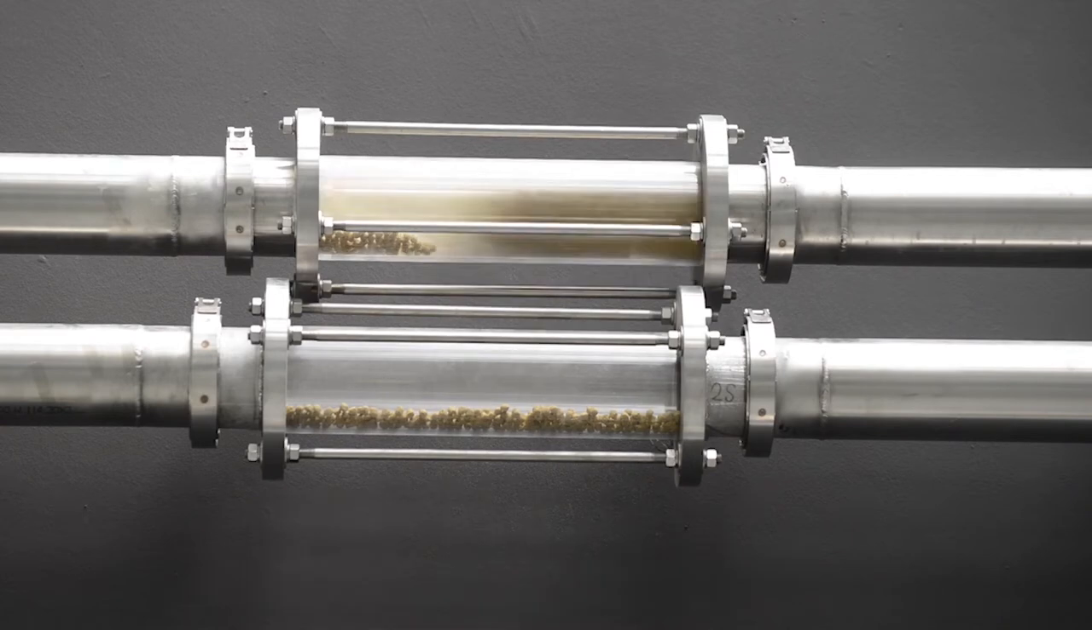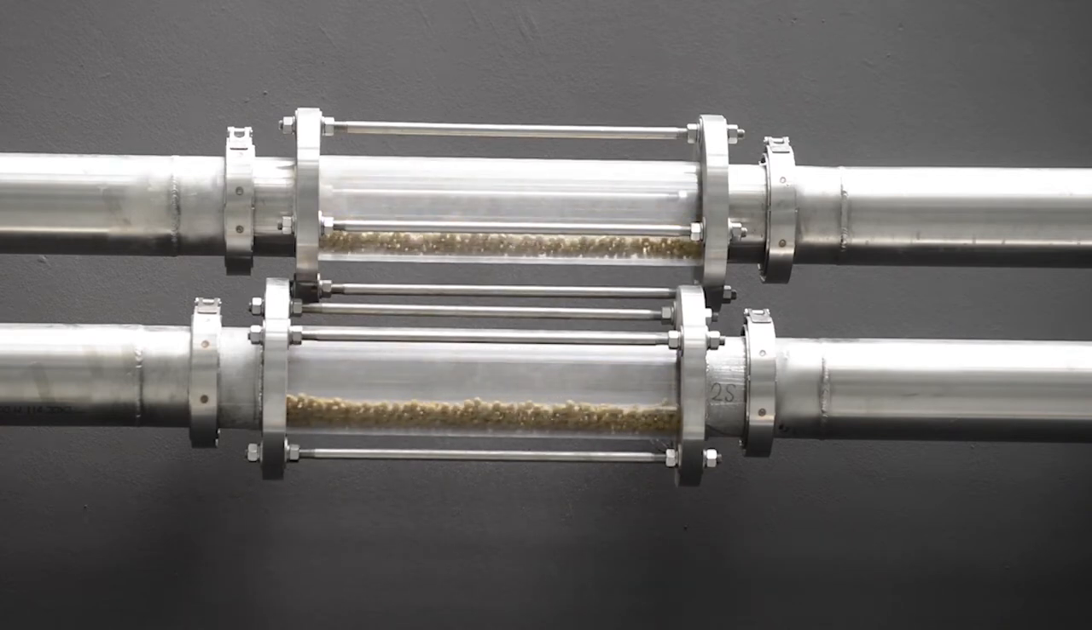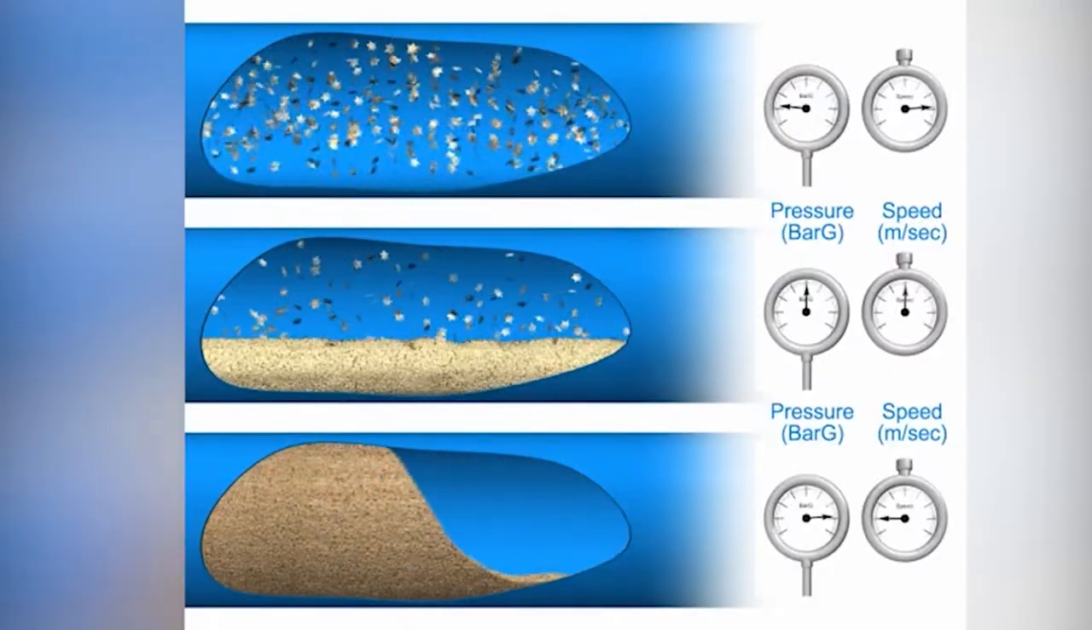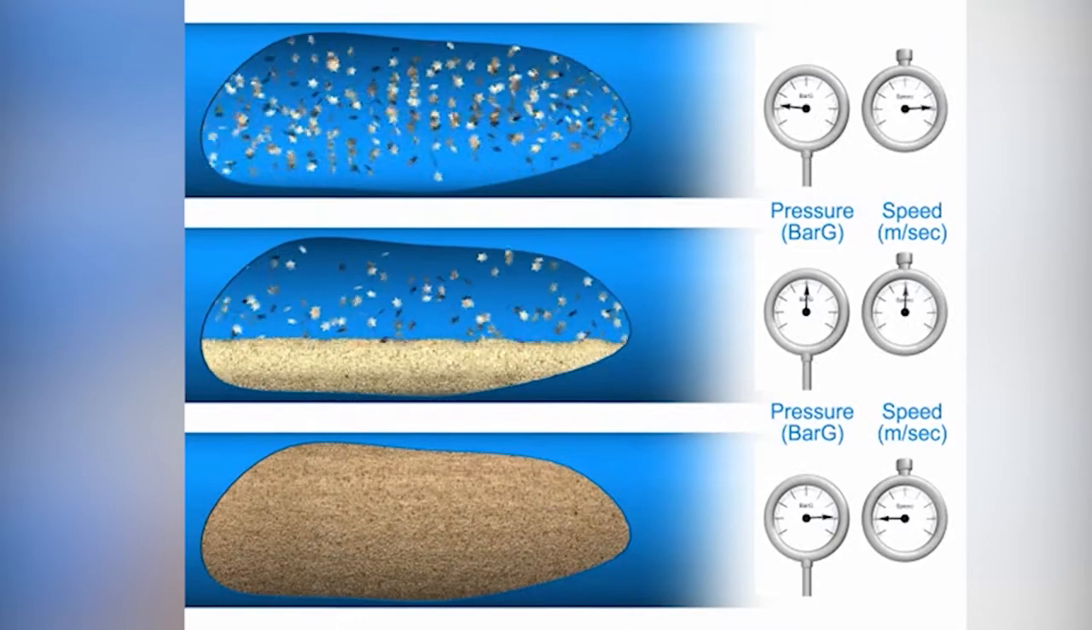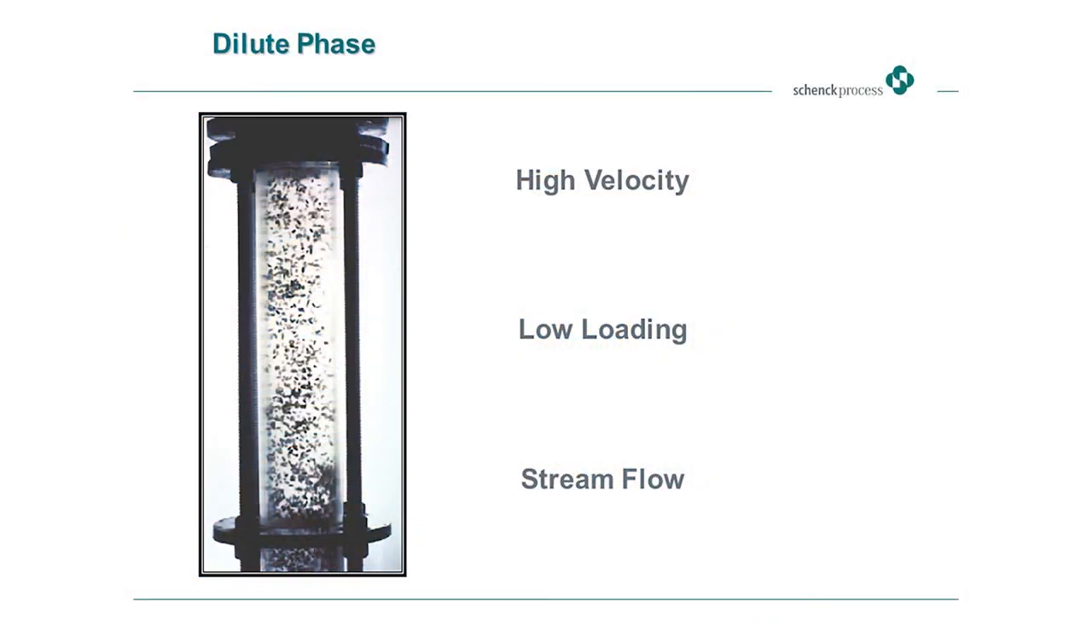Pneumatic conveying is the transport of dry materials through pipelines using air or some other gas as the motive force for transportation. There are two primary modes of transport, dilute phase and dense phase flow. In dilute phase, the air velocity is elevated in order to entrain the particles and carry them down the convey line.